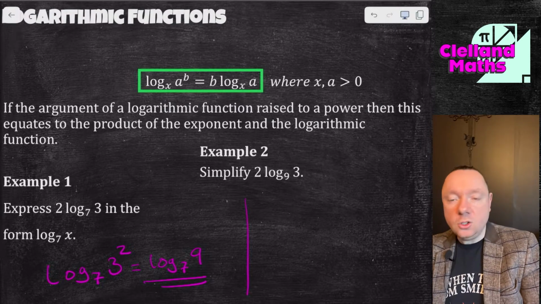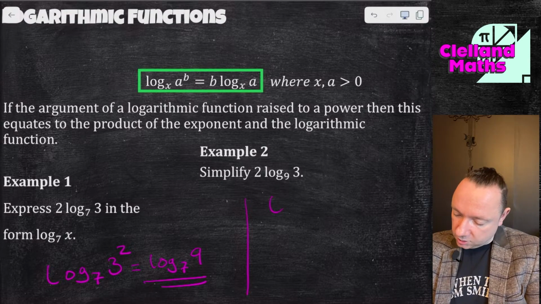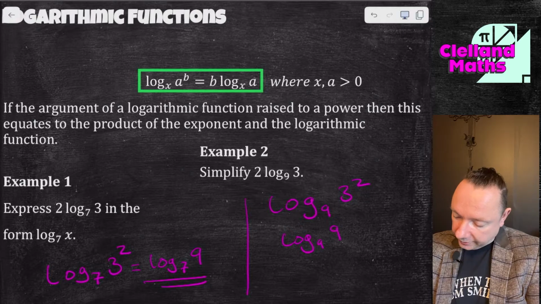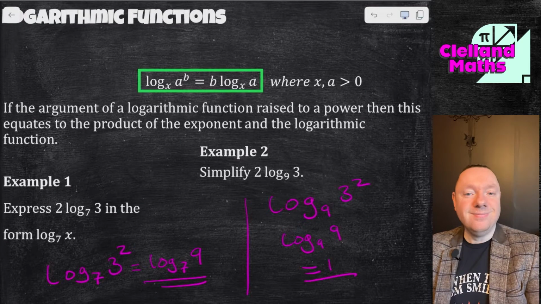Simplify 2 log base 9 of 3. Well, that's just log base 9 of 3 squared. That's log base 9 of 9, which is 1.